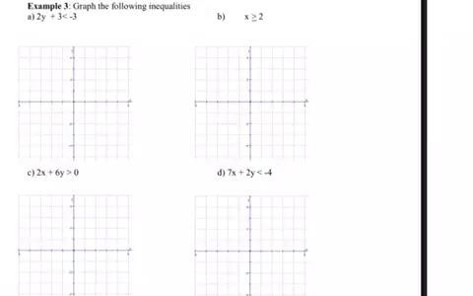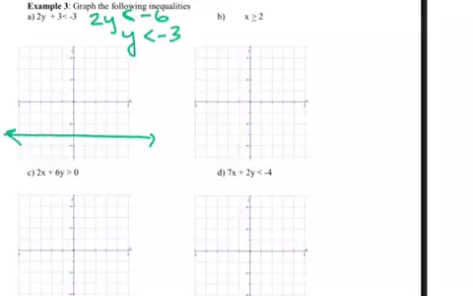Let's look at a few more before we jump into systems of inequalities. All right, so I'm going to solve this for y, so I'm going to subtract the 3 over first, so I've got 2y is less than negative 6, divided by 2. So I get y is less than negative 3. y equals negative 3 is a horizontal line through negative 3.